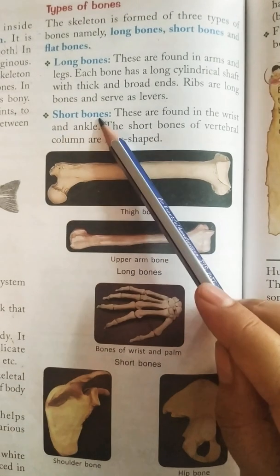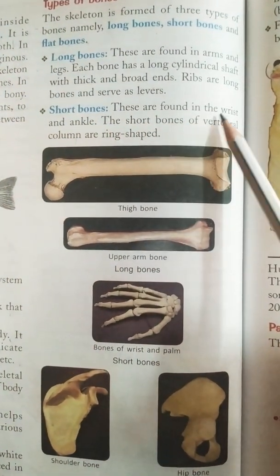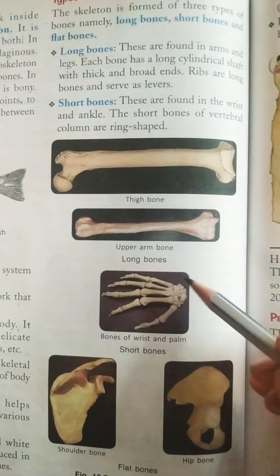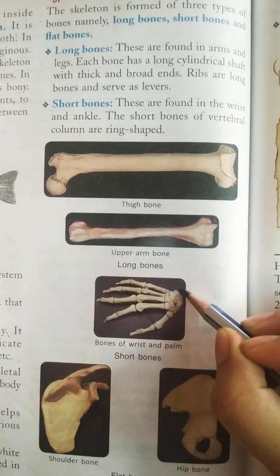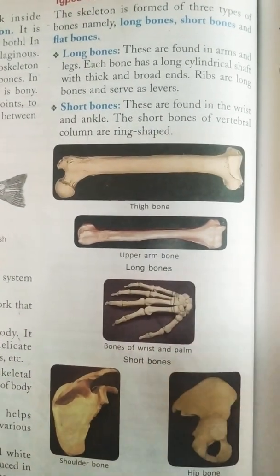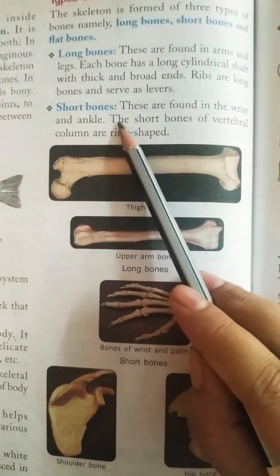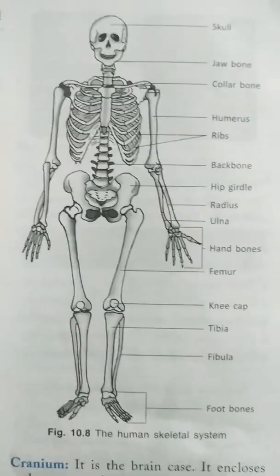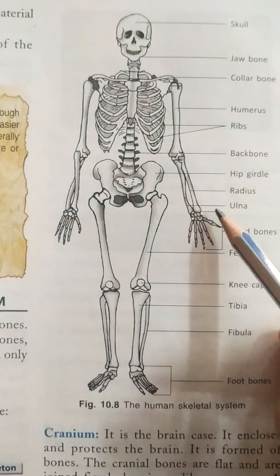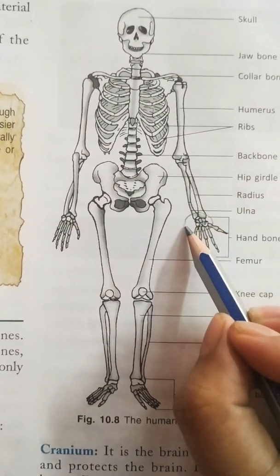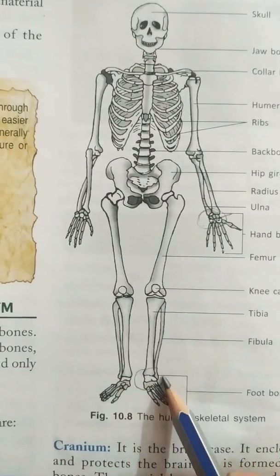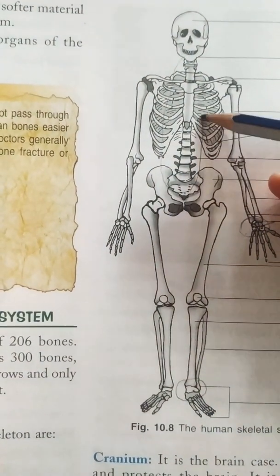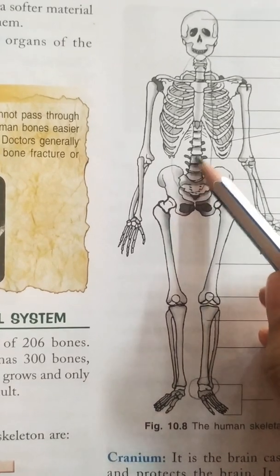Short bones. These are found in the wrist and ankle. The bones that are found in the wrist, as you see in this picture, are the short bones. The short bones of the vertebral column are ring shaped. So here the short bones are present at the wrist and at the ankle, and in the vertebral column the short bones are ring shaped.